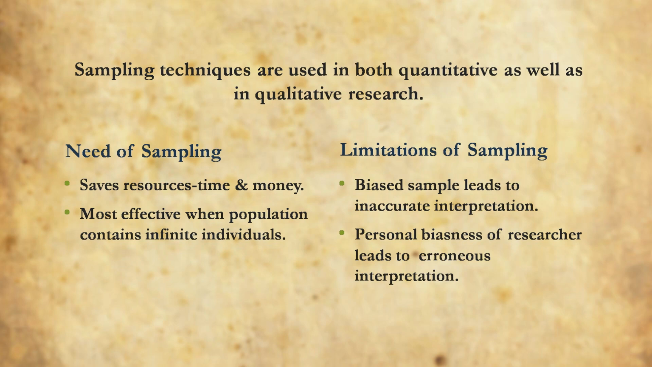At the same time, sampling has its own limitations, where a biased sample leads to inaccurate interpretation and personal bias of the researcher leads to erroneous interpretation. So, keep in mind that when we are trying to choose the sample or prepare the sample, we need to follow certain specifications or precautions.